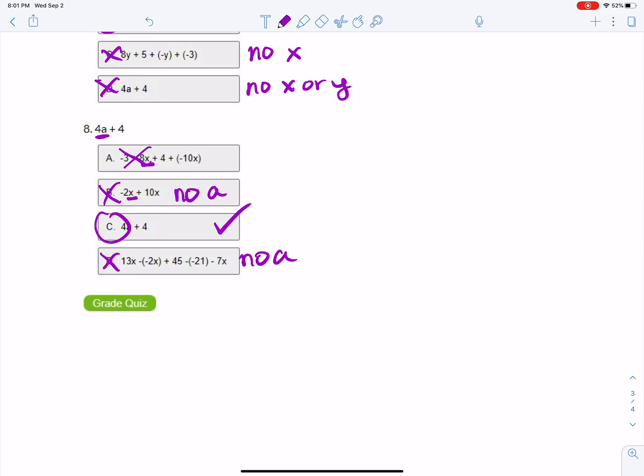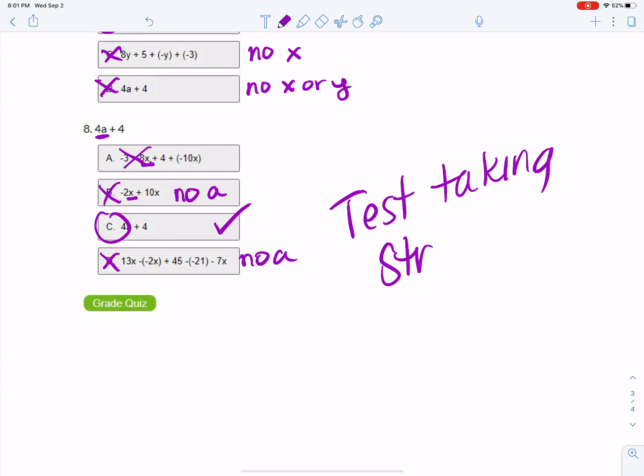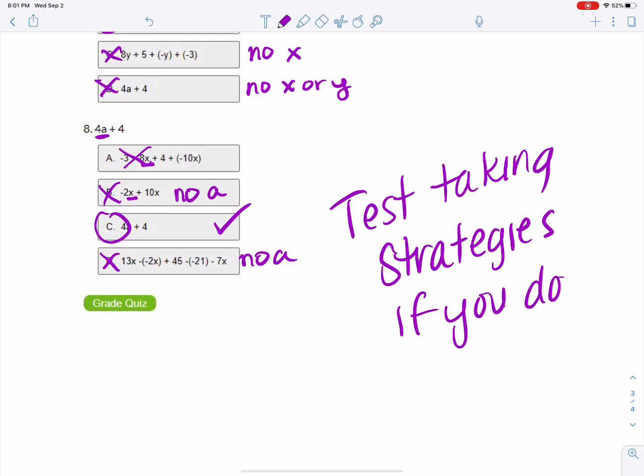All right, so test-taking strategies. If you don't know the answer.